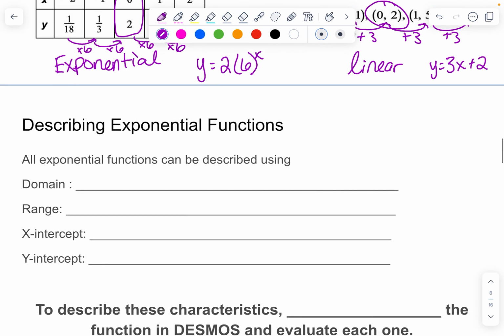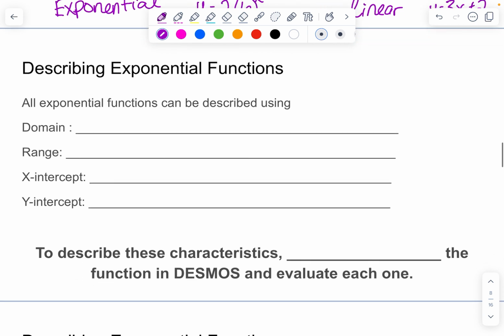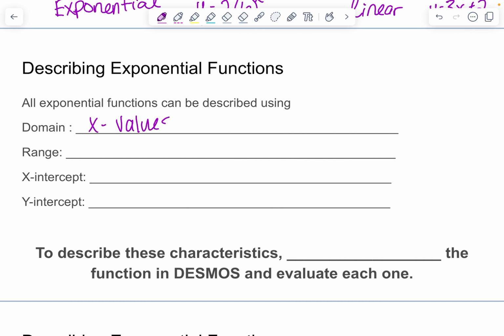In addition to that, we also want to be able to describe things about exponential functions like domain and range, and then the intercepts of them. So if you remember back when we did our unit on linear and our unit on functions, we talked about how domain represents all the x values in the function and how range represents all the y values in the function.